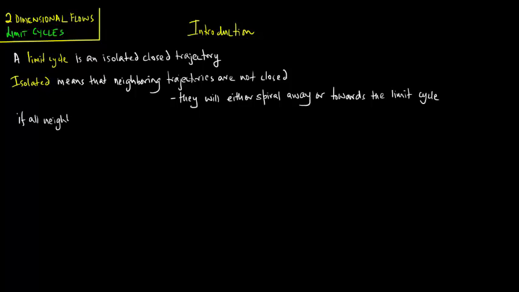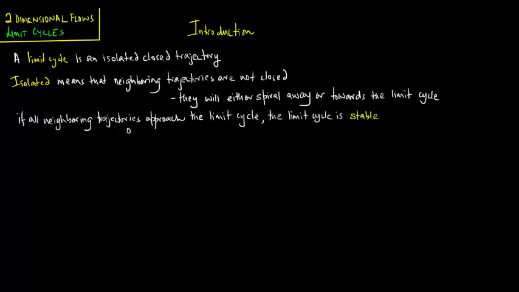If all neighboring trajectories approach the limit cycle, then the limit cycle is deemed stable. Otherwise, the limit cycle is deemed unstable. So now let's try and visualize a stable and an unstable limit cycle.